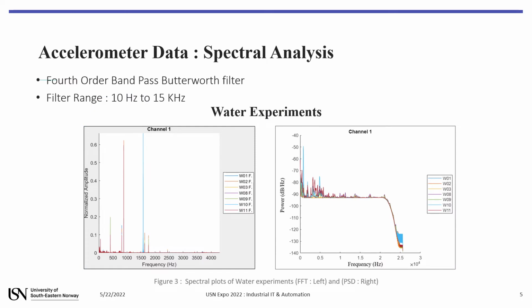First of all, the FFT plots and power spectral density plots are studied for each water experiment to see the range of the dominating frequencies, so that it is easier for us to design the filter. Also, for designing the filter, the frequency response of the accelerometer sensor is studied, and depending upon that, this filter range was selected.